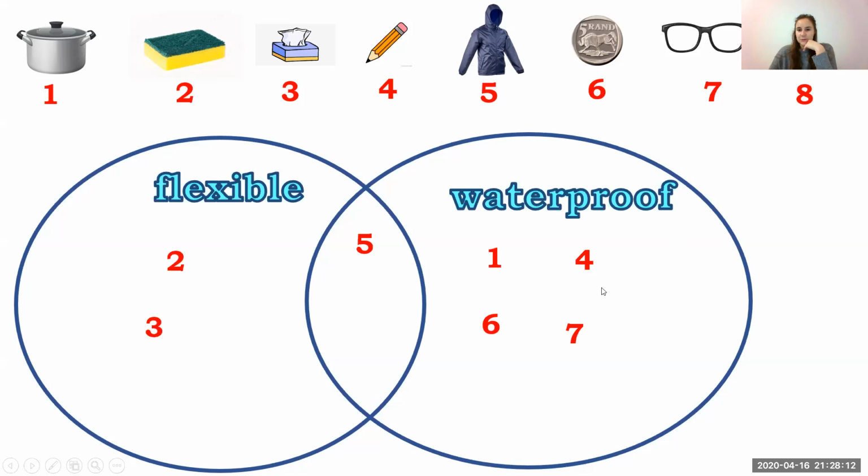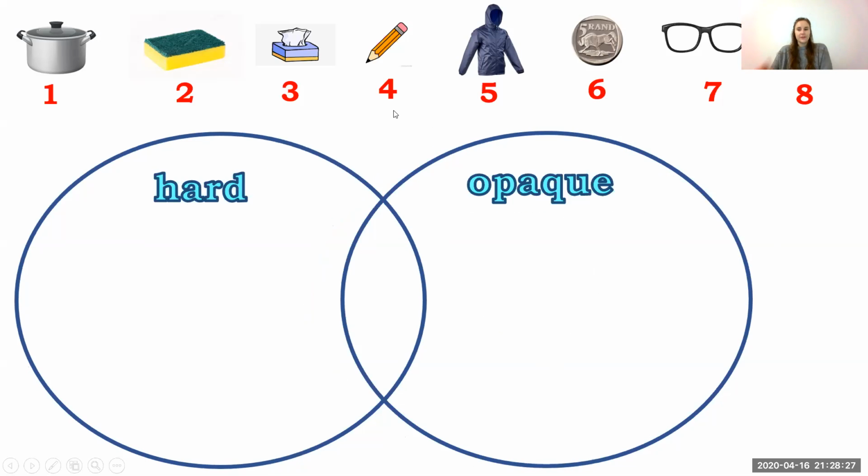Okay, and the last one, number 8, is this jar. Is the jar flexible? No, I cannot bend the jar. Okay, and it is waterproof. So it goes into number 8. So the last one, I want you to try again by yourself.